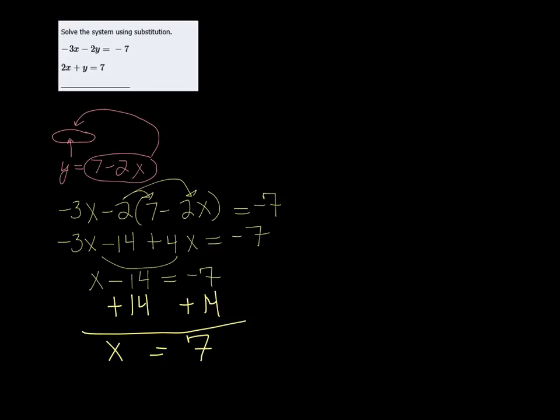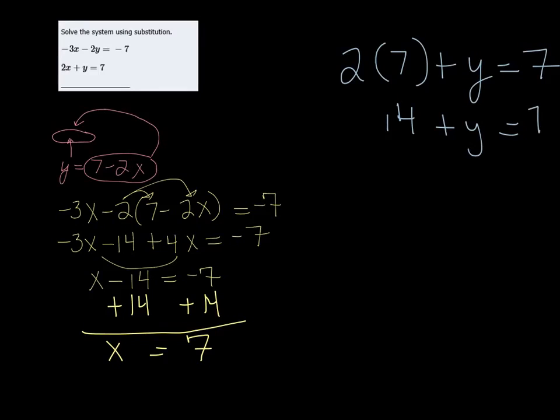Now that I have x, I can put that into either one of the equations. I'll put it in the bottom one because it looks easier. So 2 times 7 plus y is equal to 7. That's 14 plus y is equal to 7. Subtract 14 on both sides. And y is equal to negative 7. So the ordered pair would be 7, negative 7.